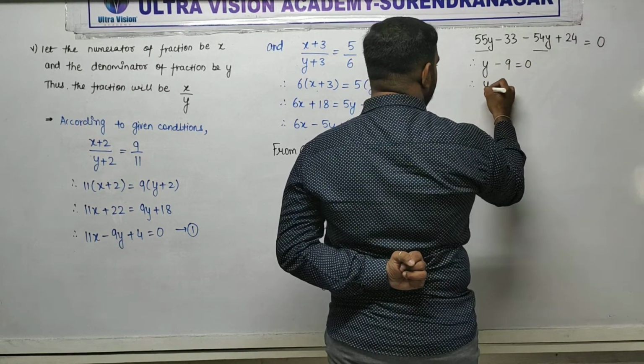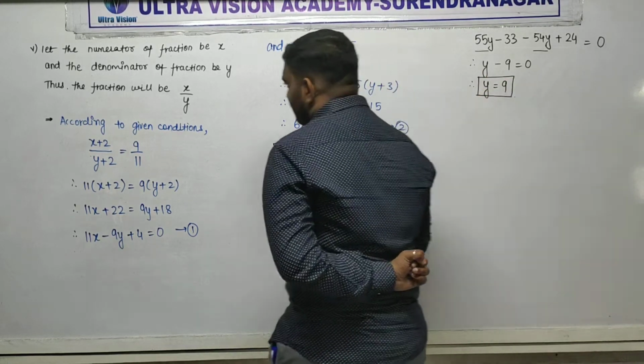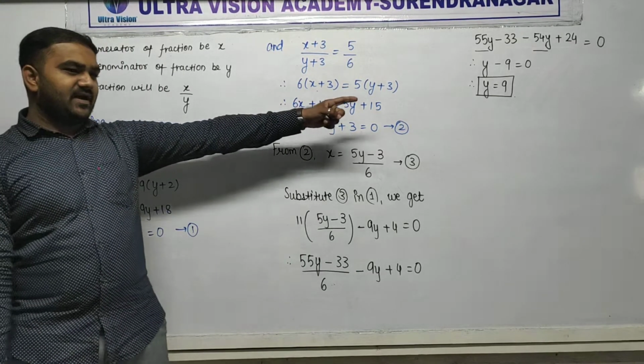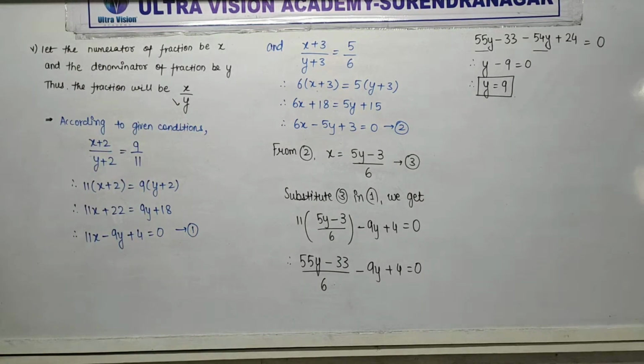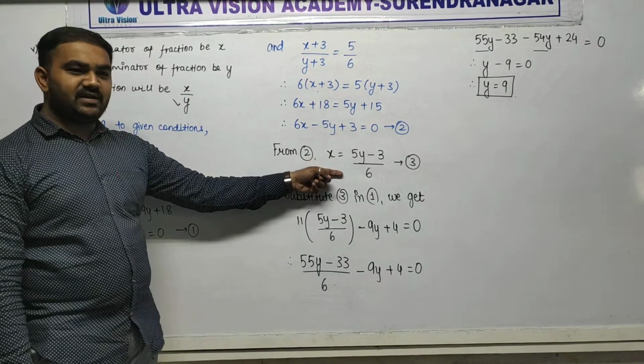And hence we get y is equal to 9. So we got the value of y. That means 50% of the work has been completed. After solving this much, we will get only 50% of the work. For the rest of the 50%, we need to substitute that value of y here in 3.